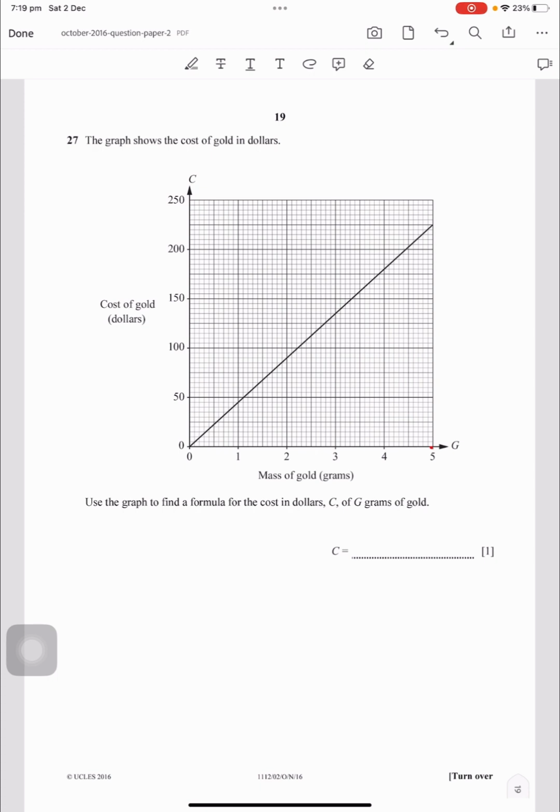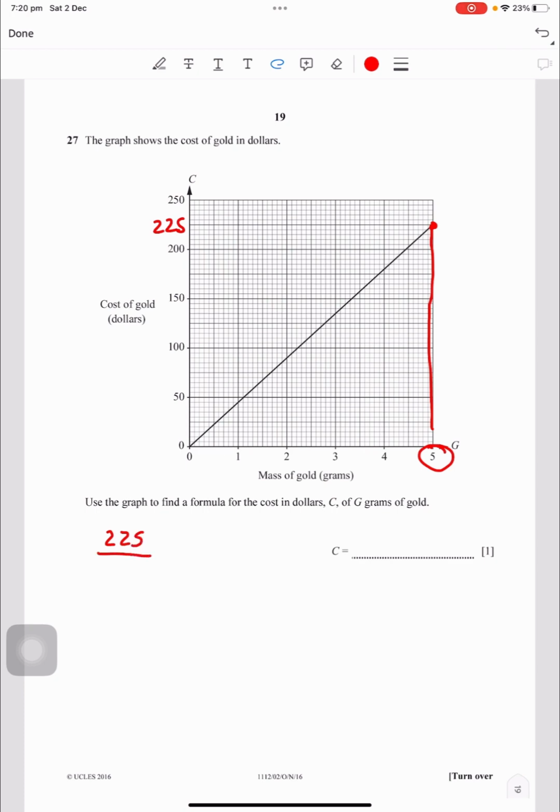Question number 27. The graph shows the cost of gold in dollars. Okay, so we can see that right here. Use the graph to find a formula for the cost in dollars C of G grams of gold. Okay, so here, as you can see, this is the max point, and this is 225 over here. So now we look down right here, we can see that this is a 5. So what we'll do is we'll do 225 divided by 5, which is equal to 45. So our answer is 45G. Right, G over here.